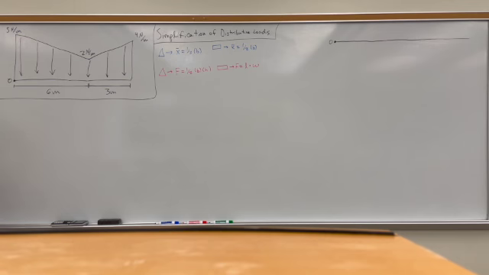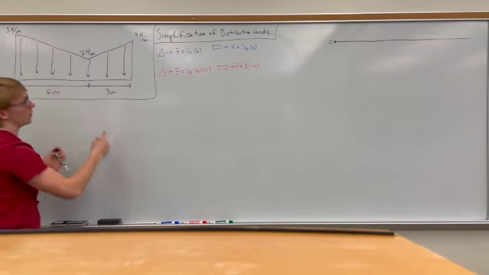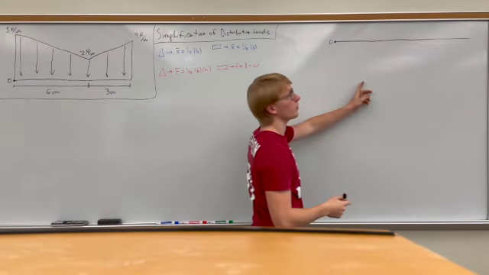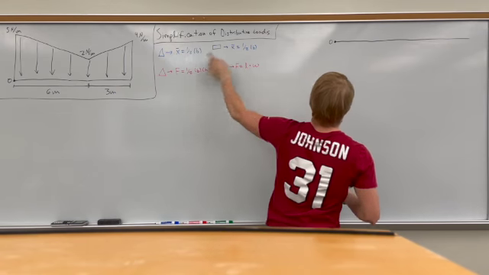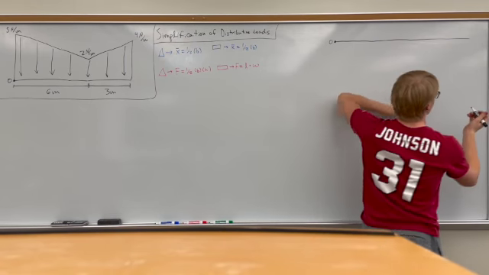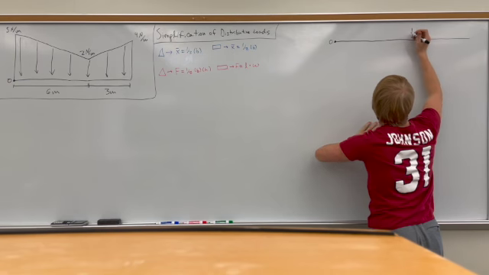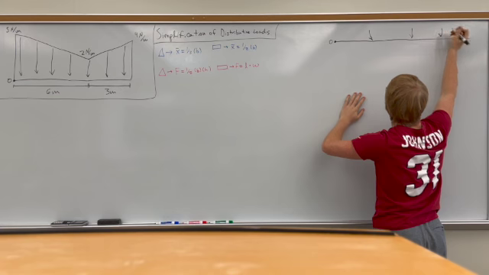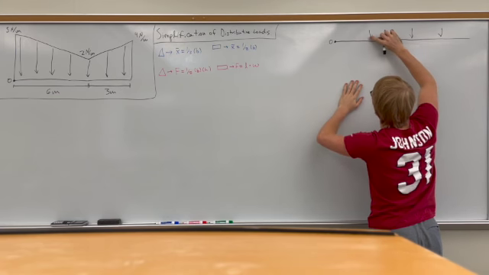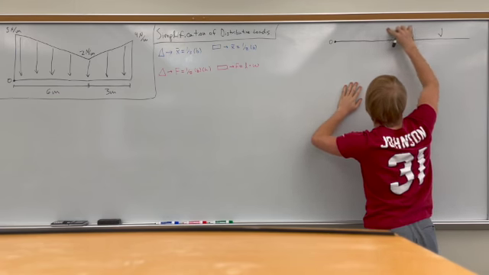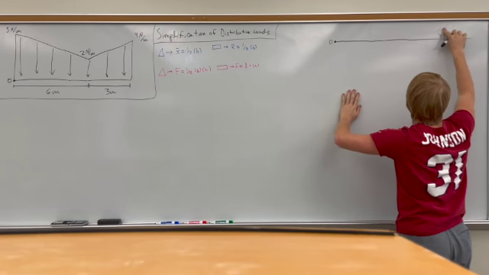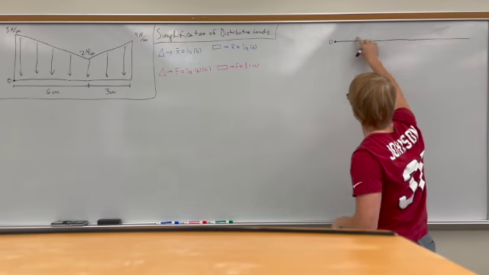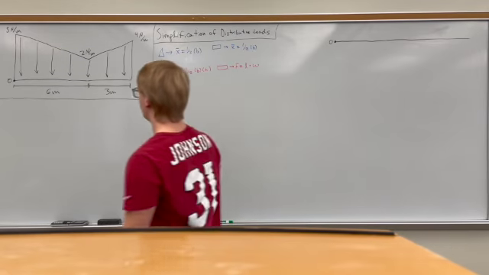And so what we're going to do is simplify this whole thing. I redrew this beam over here. We're going to simplify that to one arrow. It could be there, it could be there, it could be here. I don't know where it's at. But we're going to simplify it to one force in one spot at a specific distance from point O.